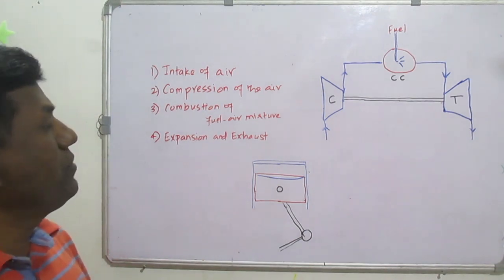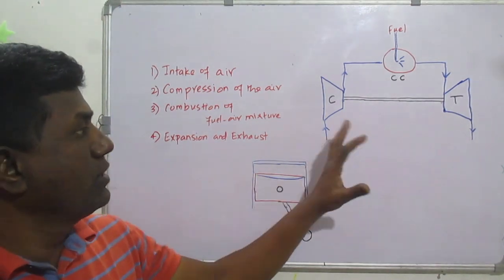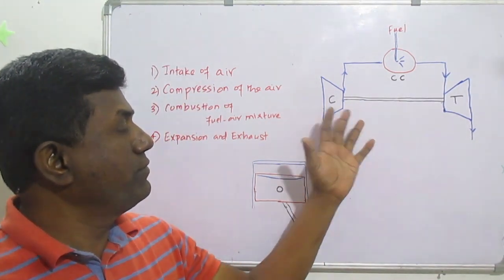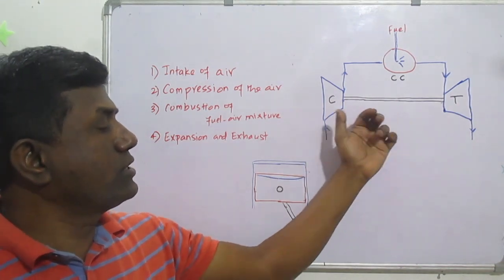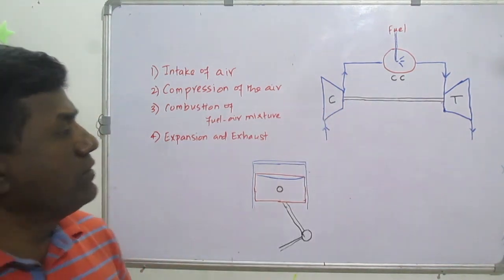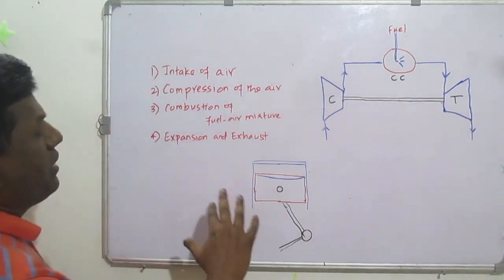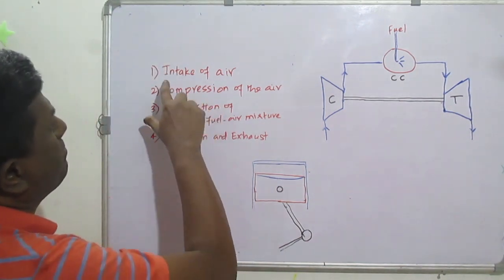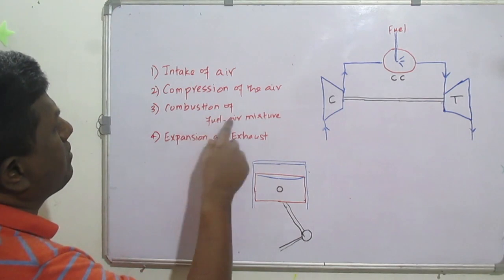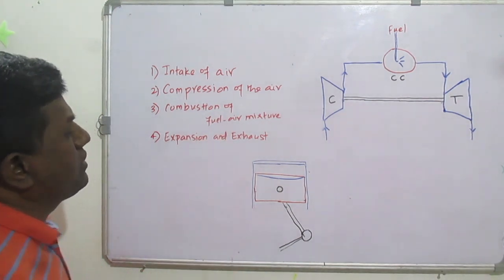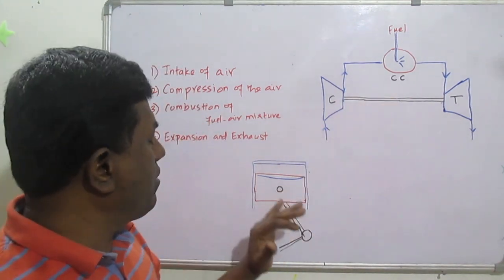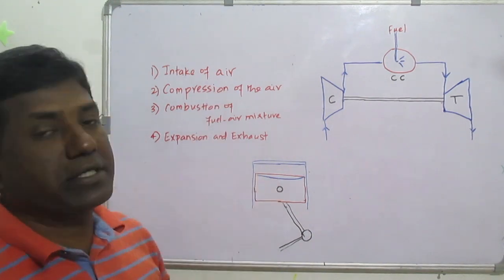First of all, consider any internal combustion engine, because even the gas turbine engine is an internal combustion engine. A gas turbine is an internal combustion engine which uses air as the working fluid. So in any internal combustion engine, these four processes are expected to happen: intake of the air, compression of the air, combustion of the fuel-air mixture, and expansion and exhaust. Either it is the gas turbine engine or the IC engine, these four processes are expected to happen.